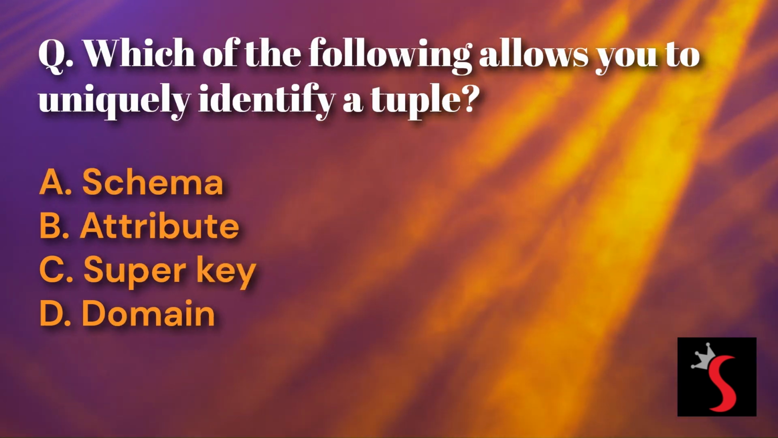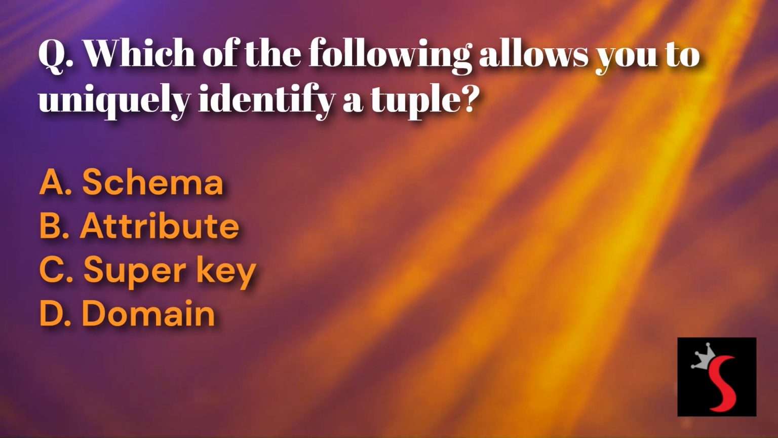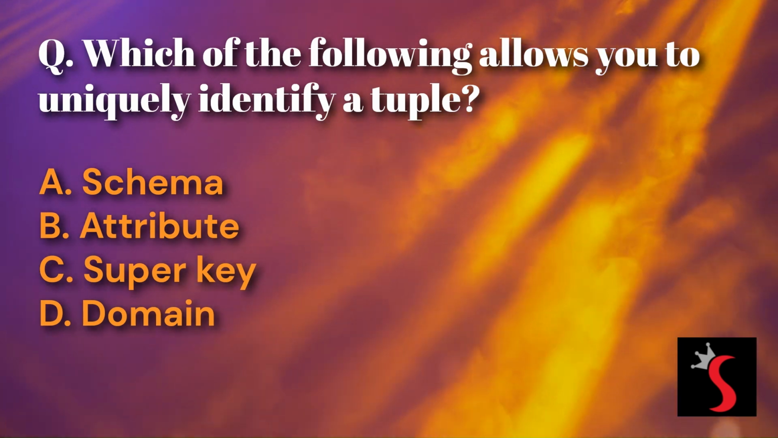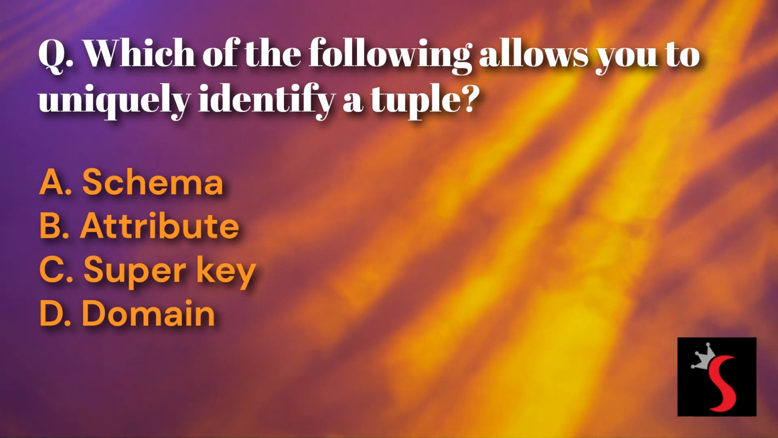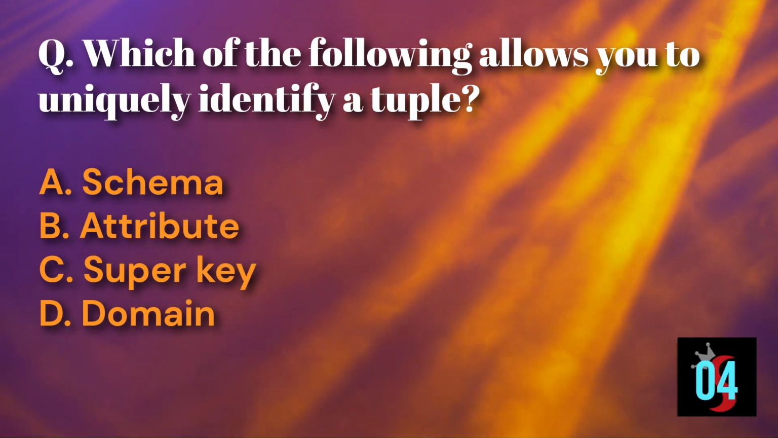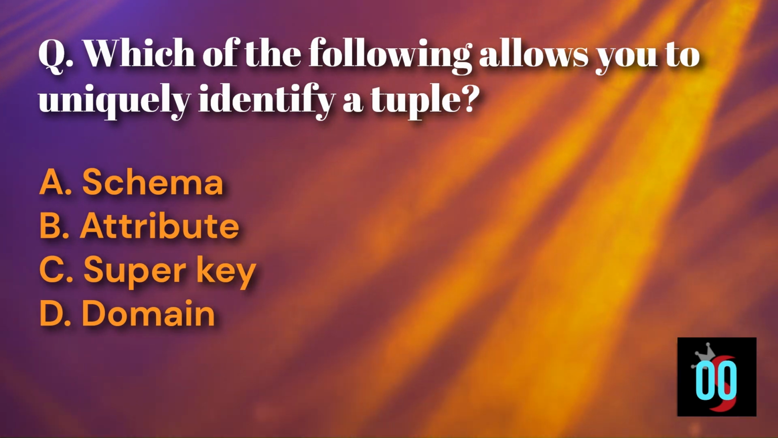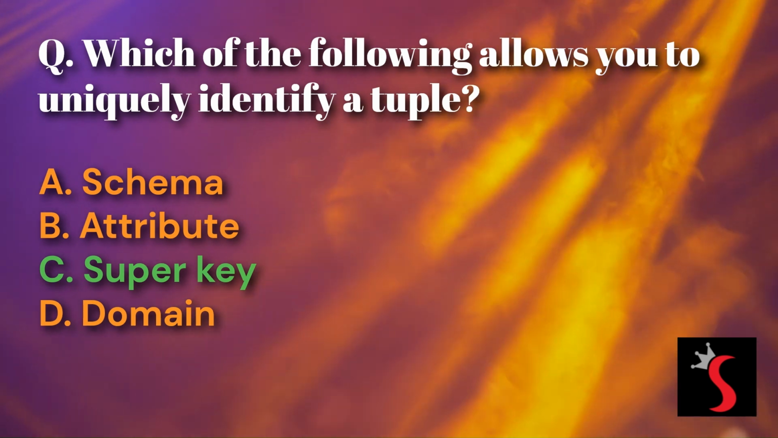Which of the following allows you to uniquely identify a tuple? A. Schema. B. Attribute. C. Superkey. D. Domain. And correct answer is option C.